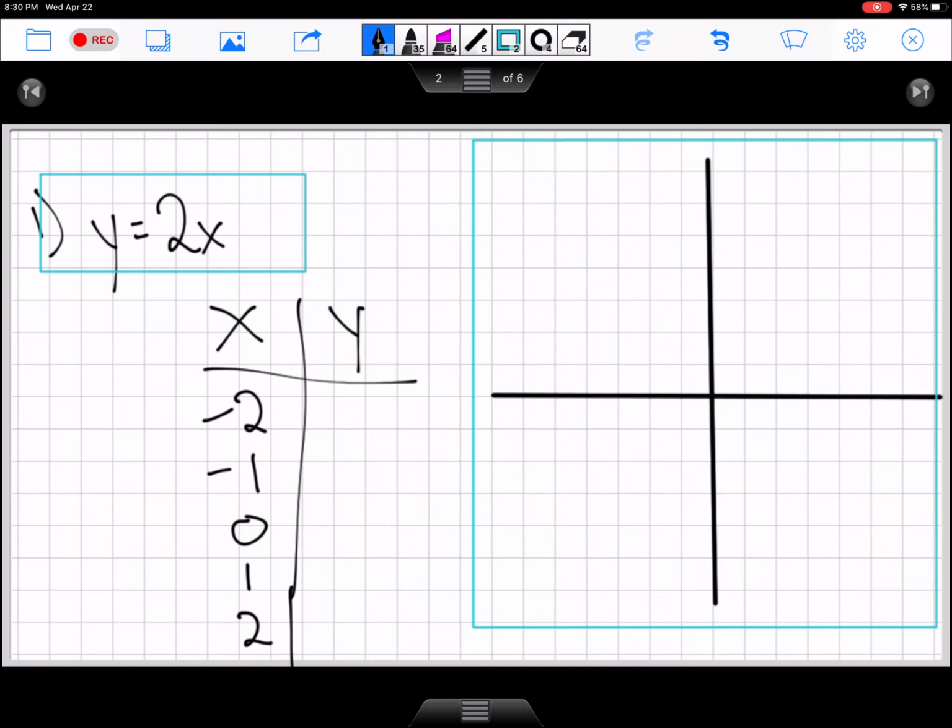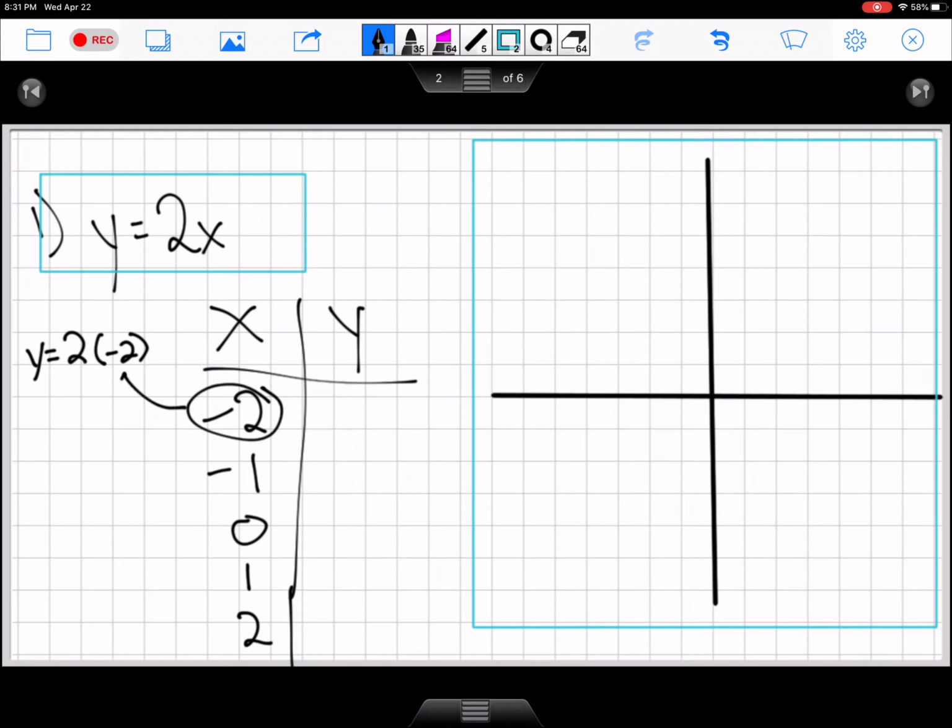Let me just move my iPad for me. Sorry about the noise. How I use these is I can take my X values from my t-chart, substitute them into the X spot of my equation, and I can pump out Y values. So let me show you what that means. And you wouldn't have to do this every time. That means I can figure out what Y equals because it's 2 times whatever X is.